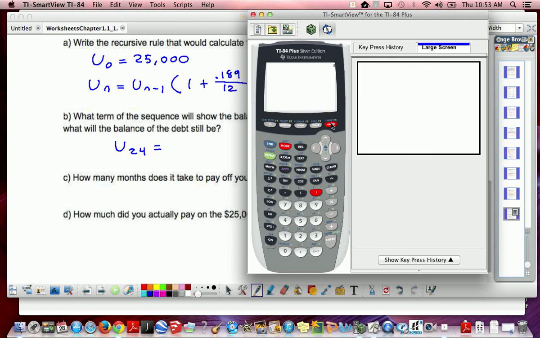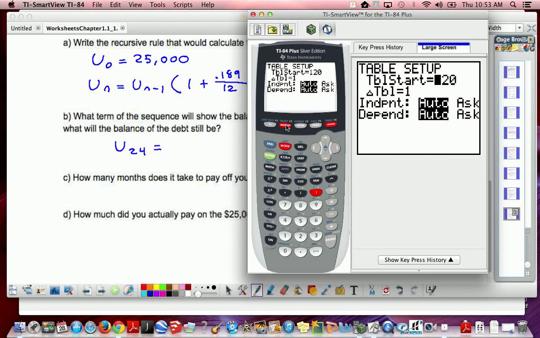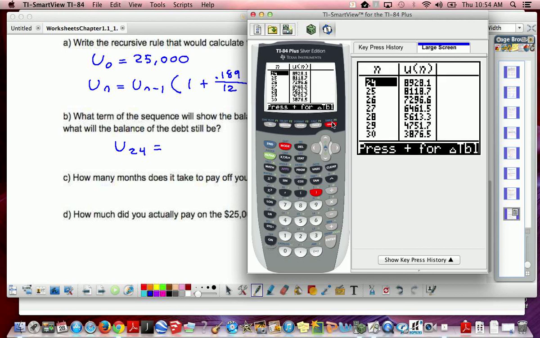So now, whoops, I hit table, and it's going to think for a long time because it went to 120 months. So that's good. Notice how you can see it's big time negative. I wanted to go to the table set and start it at month 24. Now if I go to my table, that's more like it. I still owe on that account, wow.